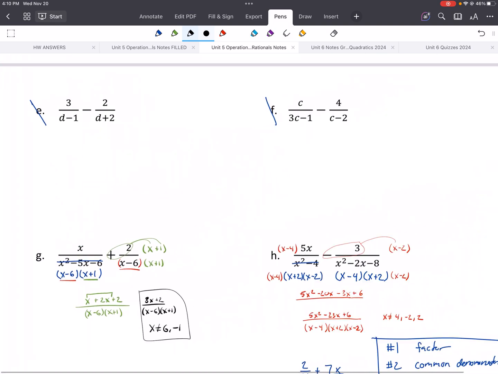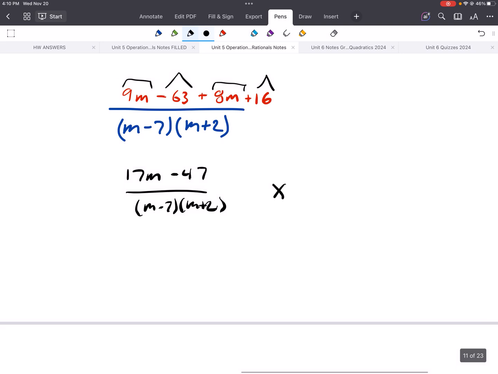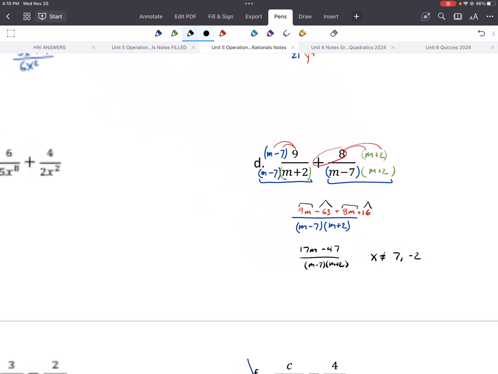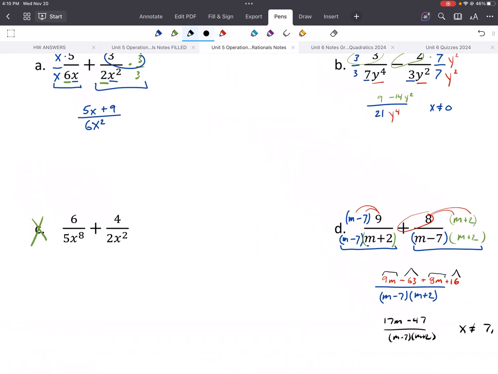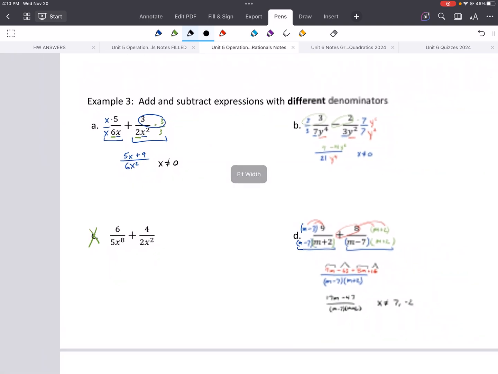Okay. Sometimes I forget to put the excluded values, like here, I forgot. So excluded values for this example would be 7 and -2. Let's see if I got any others. Oh, sure I did. So here's another example. X cannot be 0. Okay.